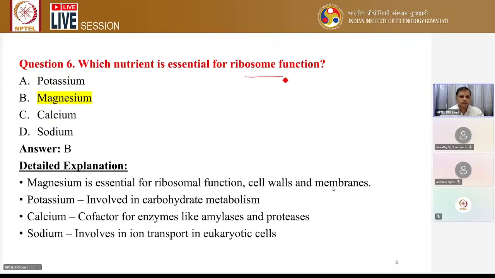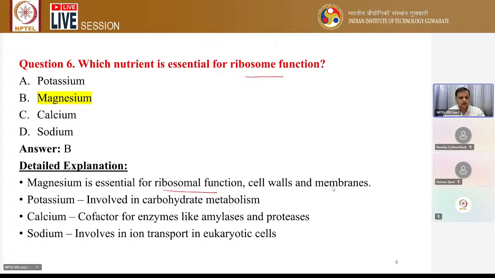Which nutrient is essential for ribosome function? For this, we have already discussed the role of micro and macronutrients. Magnesium is essential for ribosomal function, cell wall and cell membrane. Potassium is involved in carbohydrate metabolism. Calcium acts as a cofactor for enzymes like amylase and proteases. And sodium is involved in ion transport. So the answer is magnesium here.